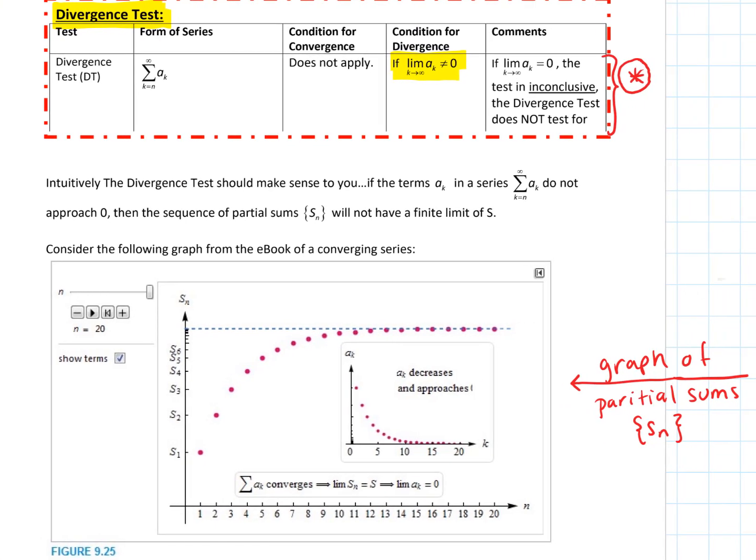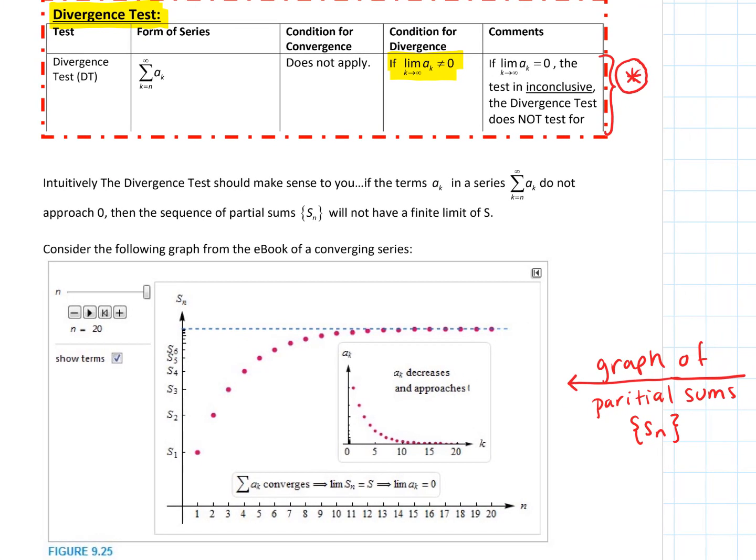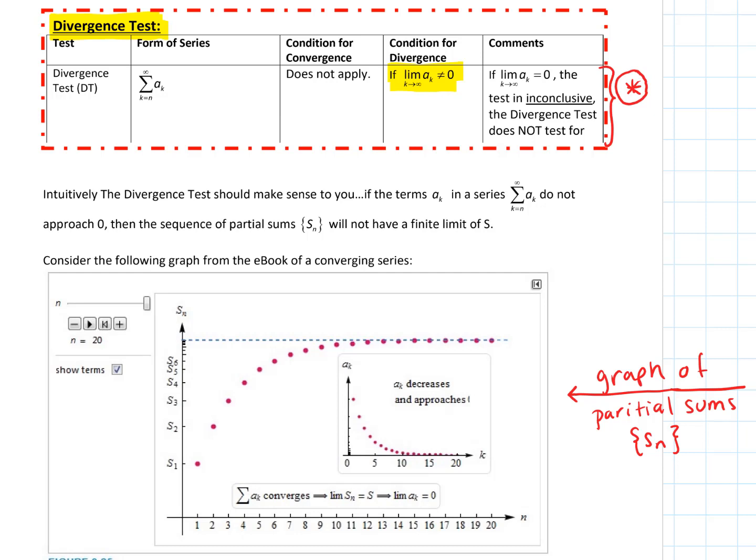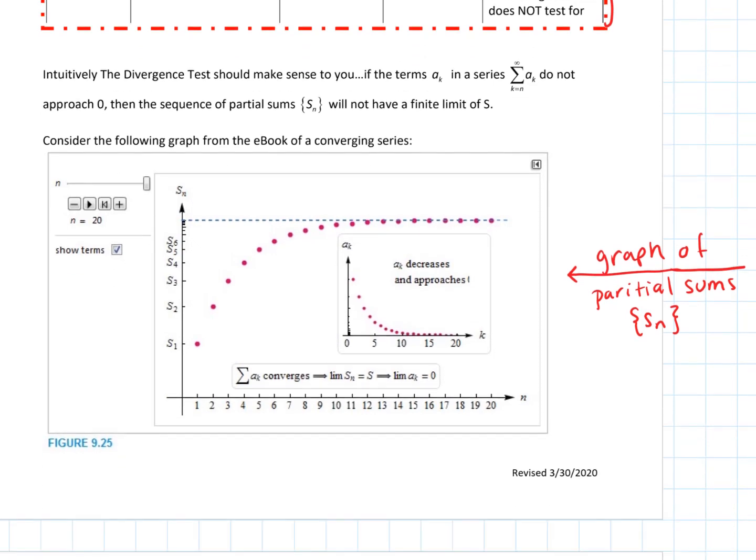Okay, so it's a nice test. It's a nice test to apply at the very beginning of looking at a series, because if those terms themselves do not approach 0, then you're done. You've found the conclusion to what you're looking for. You know that that series must diverge if its terms do not approach 0.